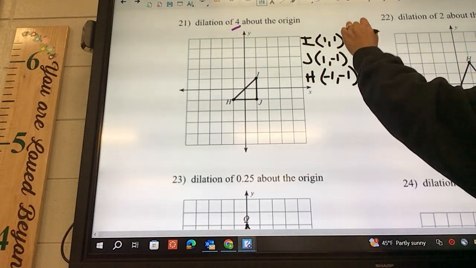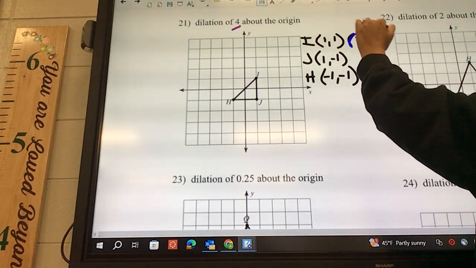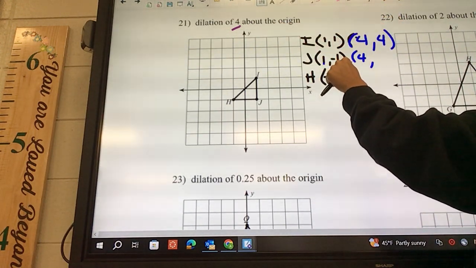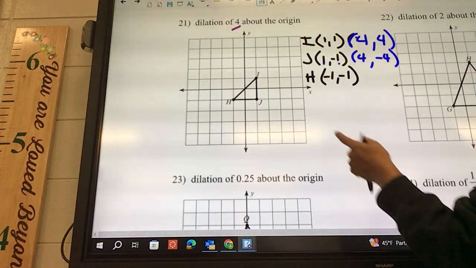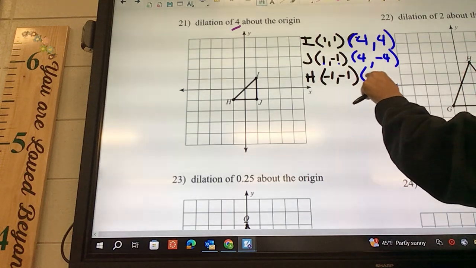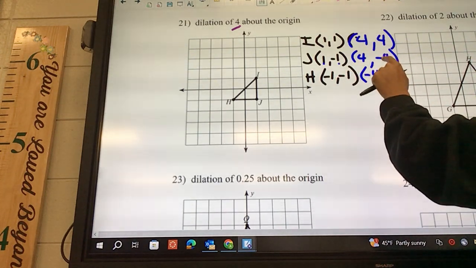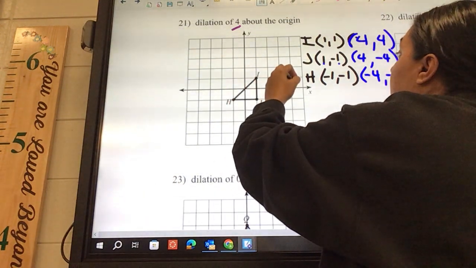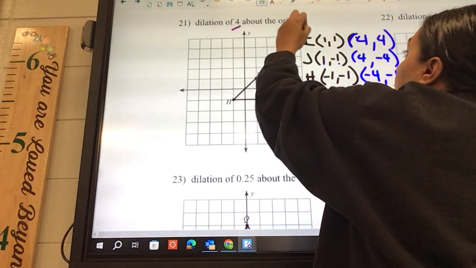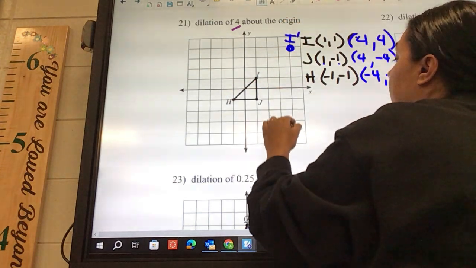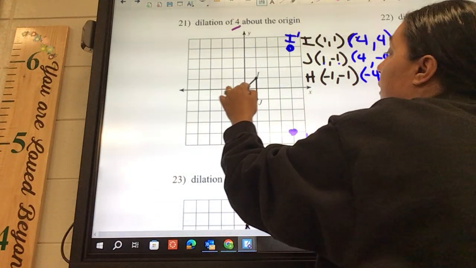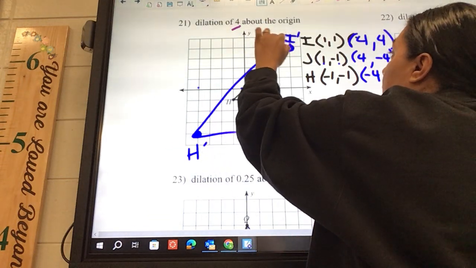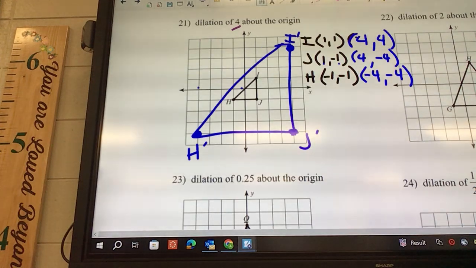So 1 times 4 is 4. 1 times 4 is 4. 1 times 4 is 4. -1 times 4 is -4. And this one's easy because there's a lot of 1s. Okay, -1 times 4 is going to be -4, and -1 times 4 is going to be -4. Okay, and so for the I, we got over 4, up 4. J is going to be 4, -4. And H is going to be -4, -4. Okay, so I missed mine a little bit, but there's a pretty massive enlargement there, okay?